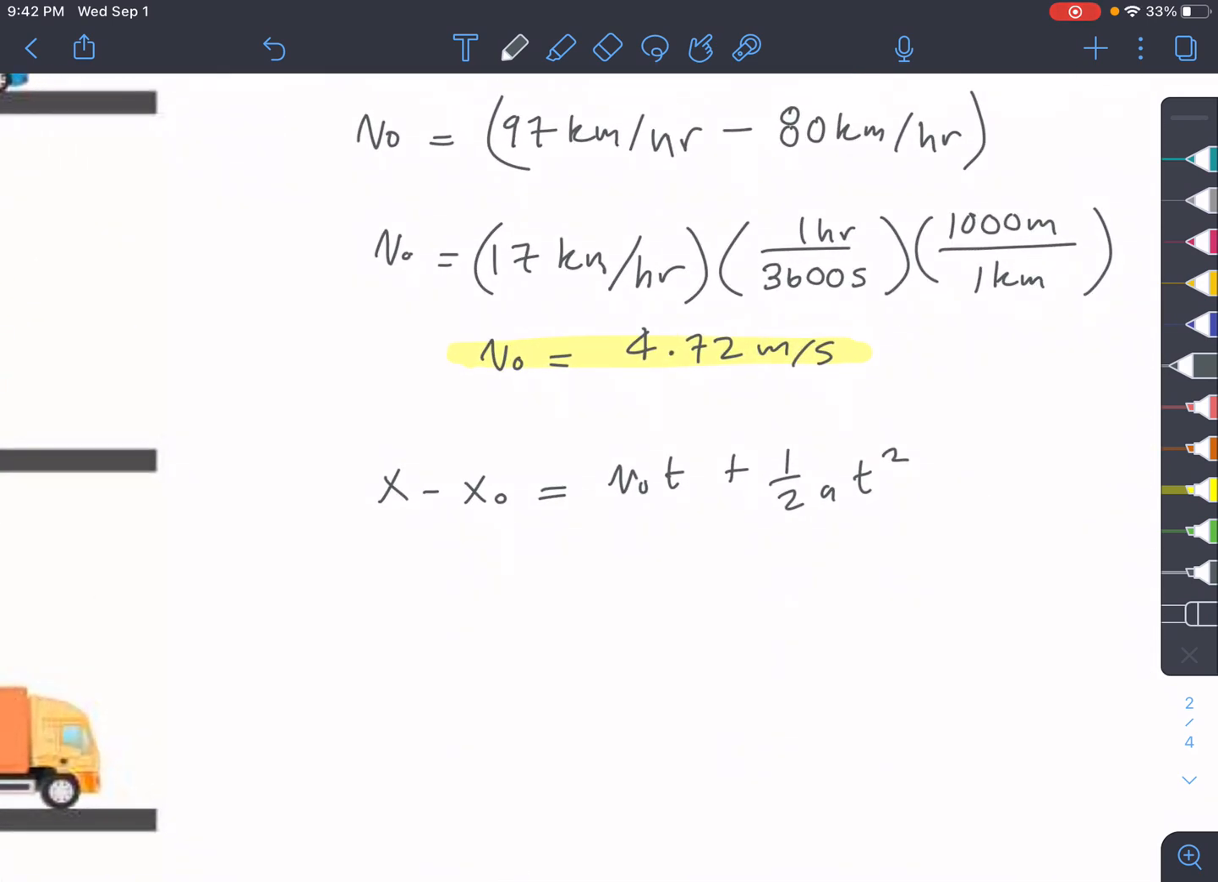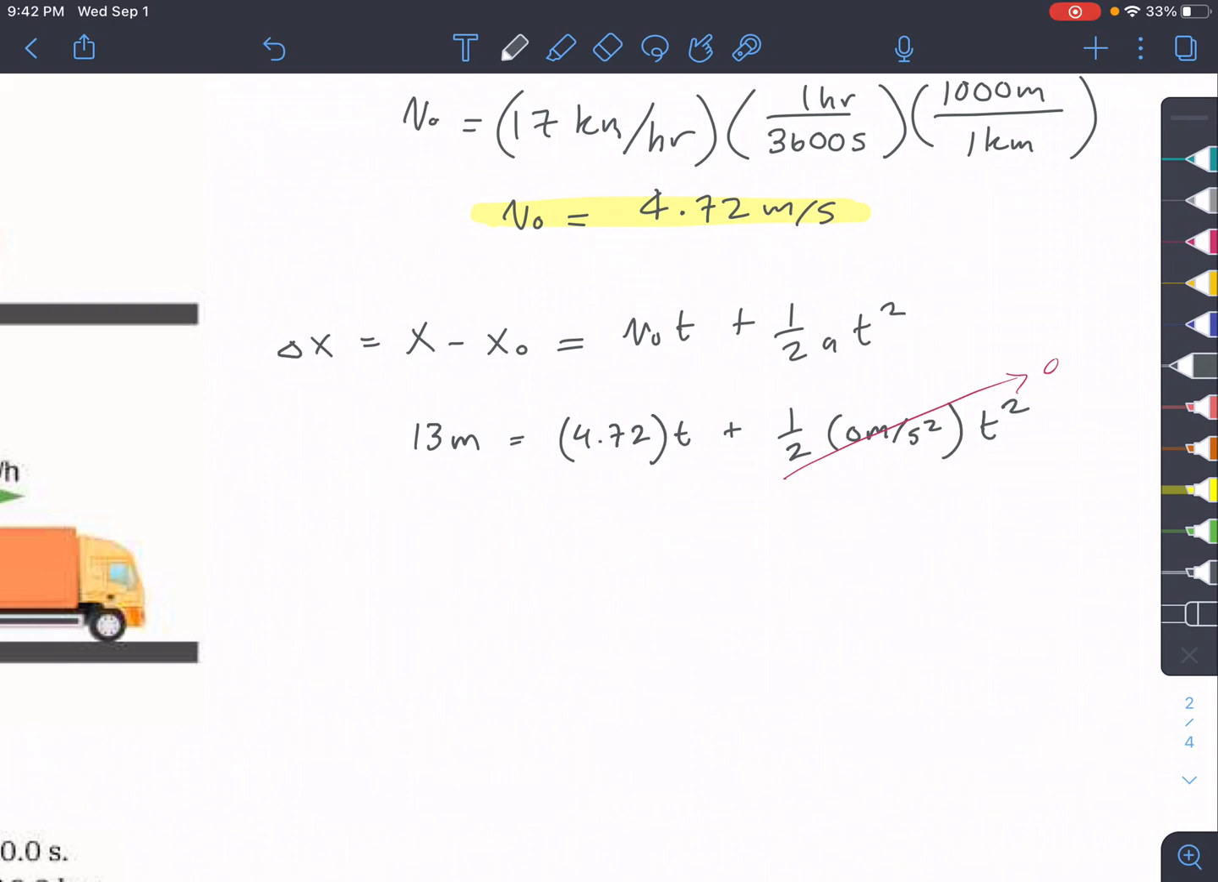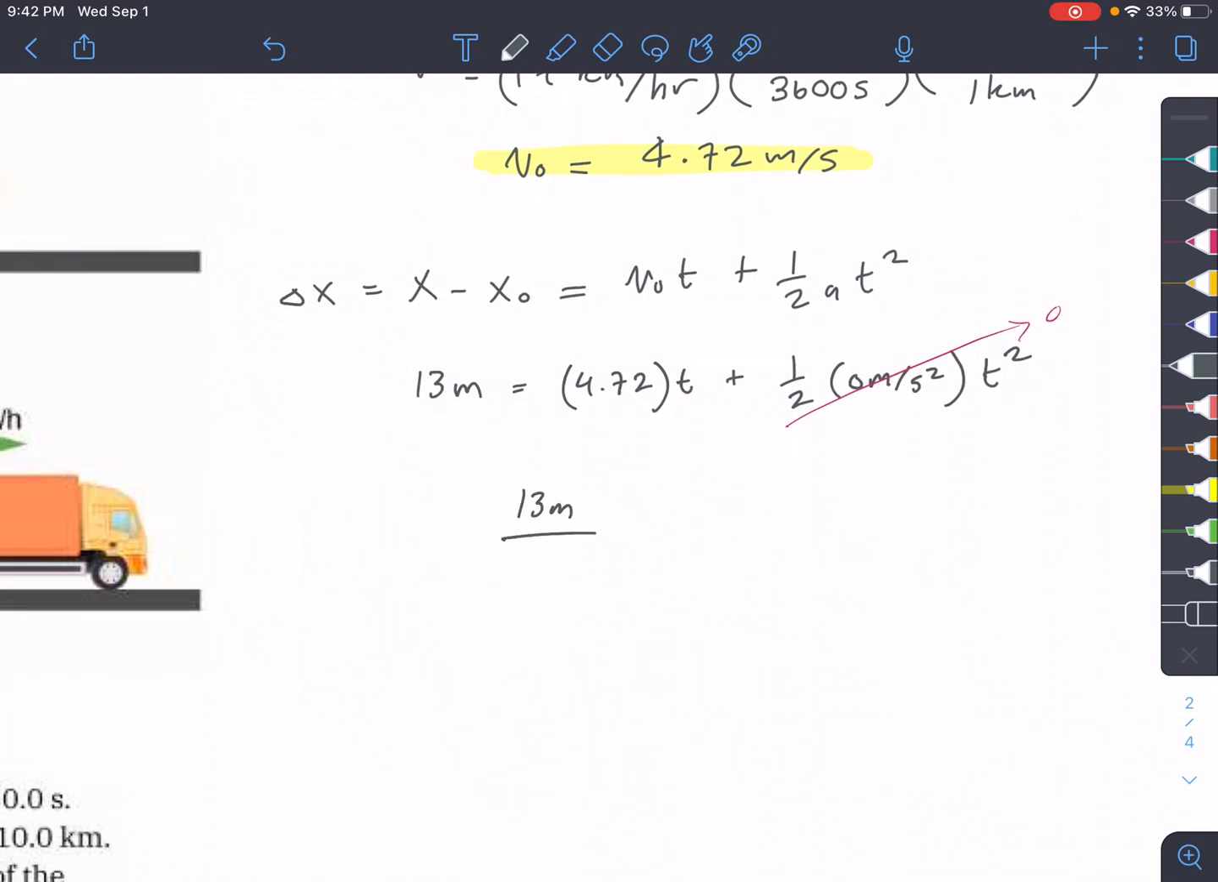All right, so let's plug in what we have. So that's equal to delta x as well. So we have 13 meters is equal to 4.72 times time plus 1/2 times 0 meters per second squared times time squared. Okay, so we know that we can cancel this end piece right here. So it'll go to 0, and then we're just going to have the rest of these guys. So we're going to end up with 13 meters divided by 4.72 equals t, which equals 2.8 seconds. All right, cool.